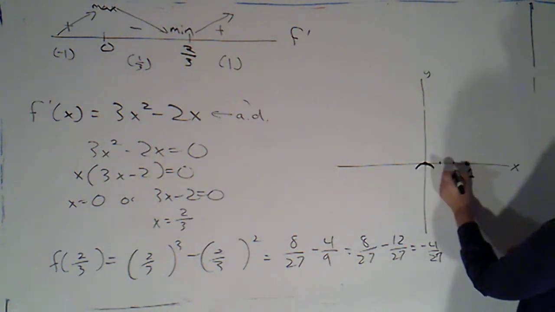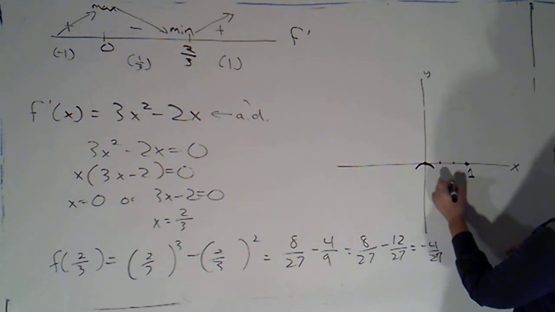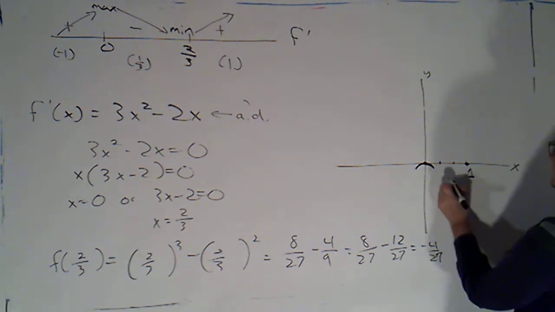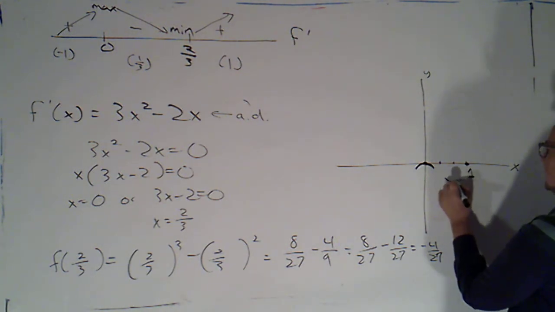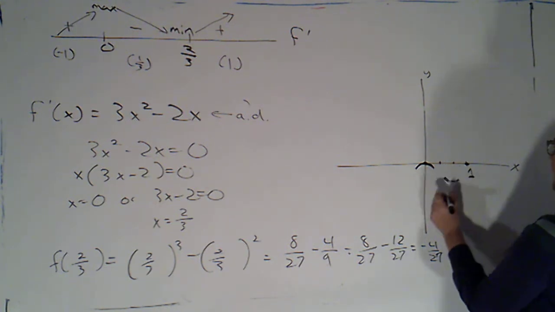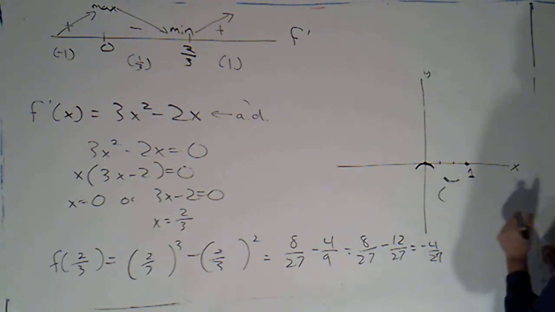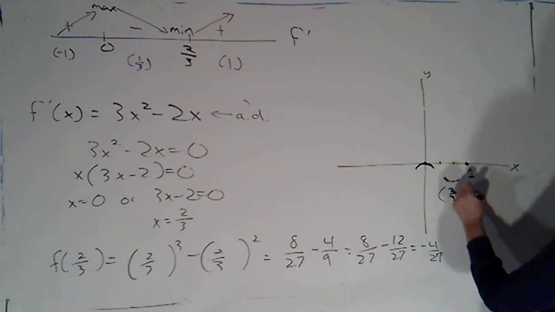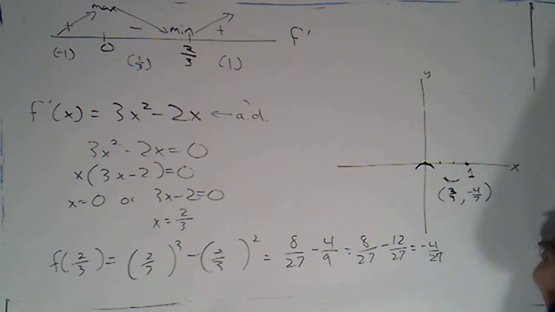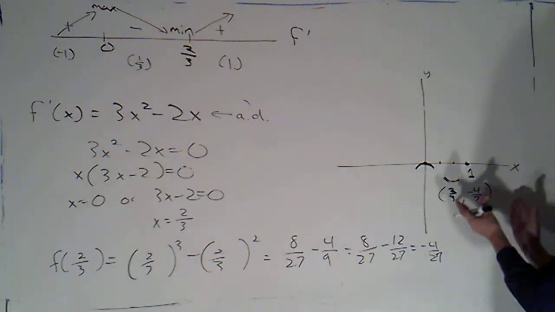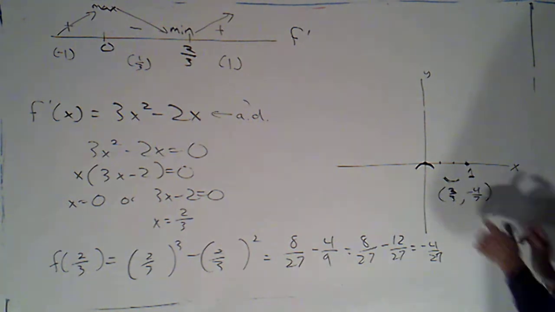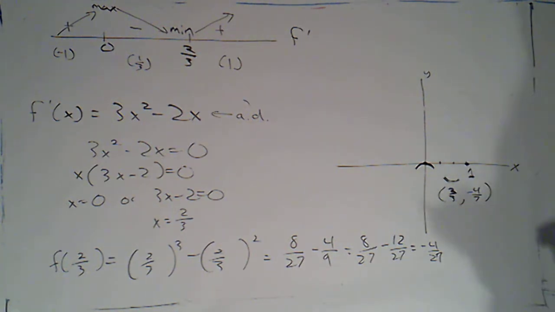So there's going to be some point here. This was 1, this is about 2/3. I'm just going to guesstimate that's about where I want to come down to. I'm going to indicate that that's a minimum value, and I'm going to label it as 2/3, negative 4/27. Okay. So, super important when you're finding maxes and mins, they're points on the graph. Make sure you find both the x and the y value.